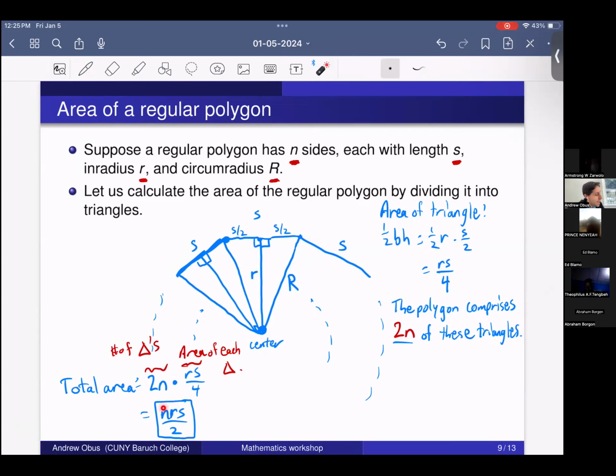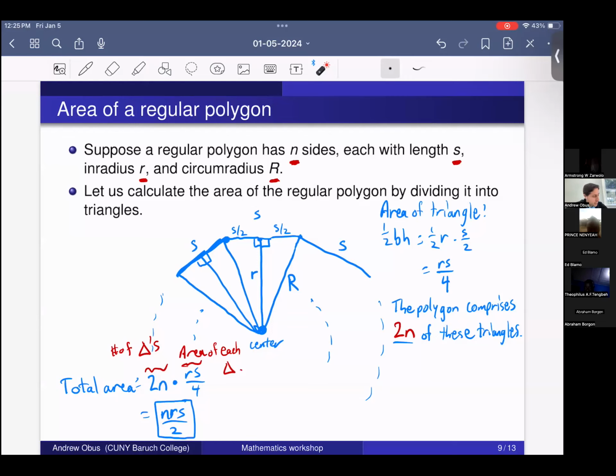So it's equal to nRS over 2, where n is the number of sides, s is the length of each side, and r is the inradius. So in this formula, actually, we don't need to use capital R. It doesn't show up at all. And so it's the product of the number of sides, the length of each side, and the inradius. So this is a formula for the area of a regular polygon. Okay.